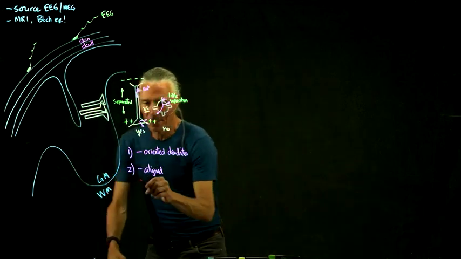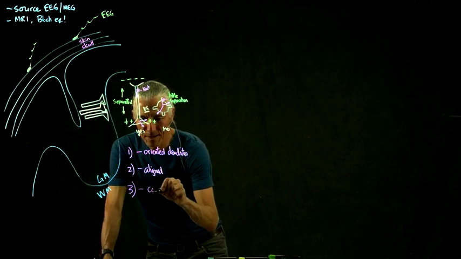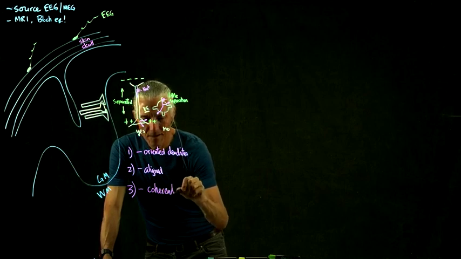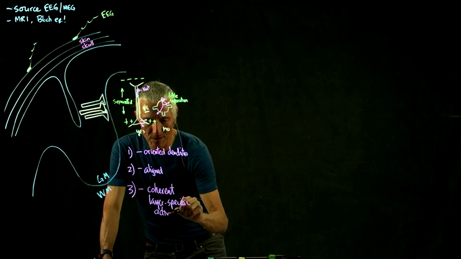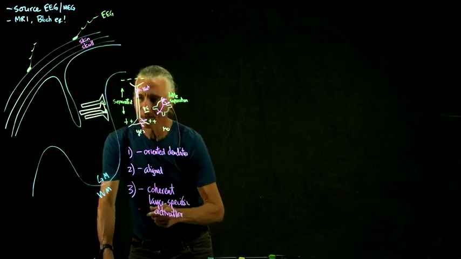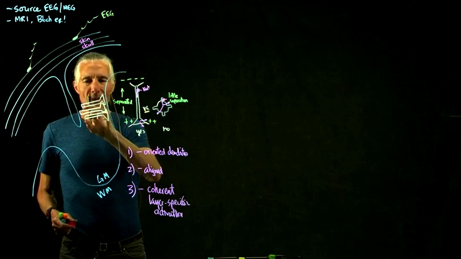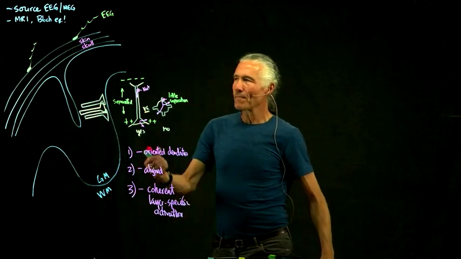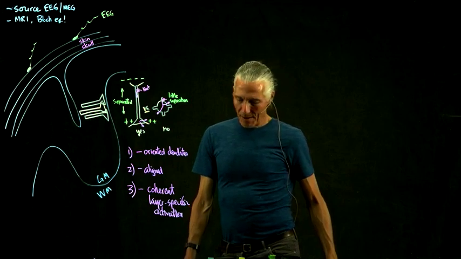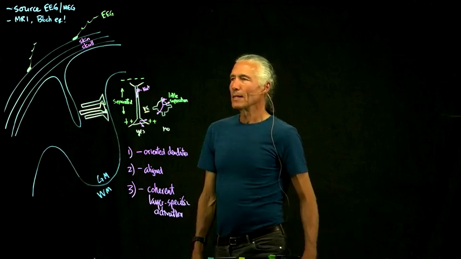So you need a third thing, which we'll call coherent layer specific activation. So you actually have to activate a particular layer coherently. Many cells have to get their basal dendrites activated, for instance, or many cells have to get their apical dendrites activated. So those are the three things that are necessary to generate a signal that you can see at the surface. Now there's other problems.